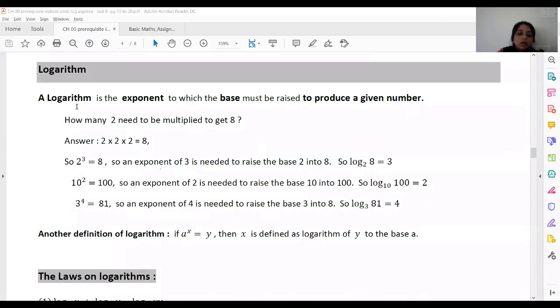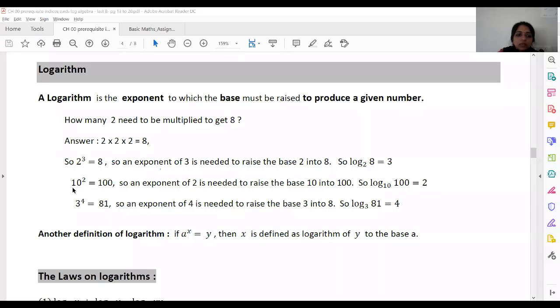Logarithm. A logarithm is the exponent to which the base must be raised to produce a given number. It means how many 2s need to be multiplied to get 8? How many 2s? 3 times 2. The answer is 2 into 2 into 2, that is 8. So 2 raised to 3 equal to 8. If we want to write this term in the form of logarithm, our base is 2. So log, here base is 2. Log base 2, 8 equal to 3.